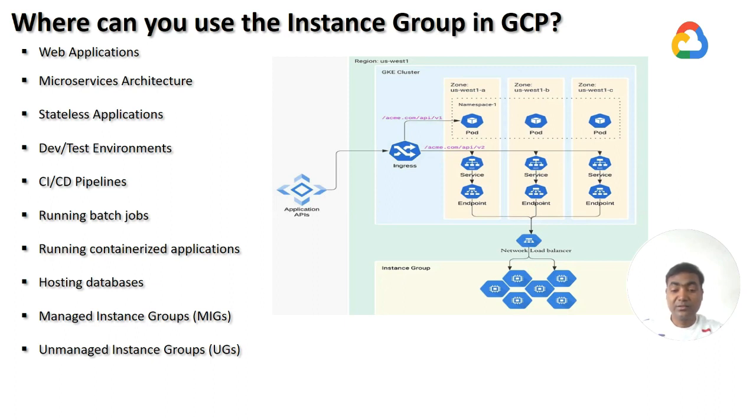Unmanaged instance groups are a more basic type of instance group in GCP. They are not managed by Google. They do not provide the same features as MIG. Now guys, I hope you can understand where you can use the instance group in Google Cloud Platform.